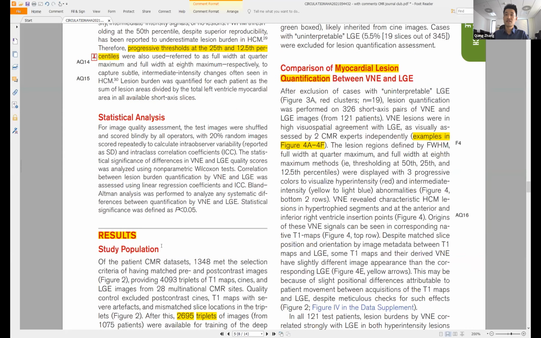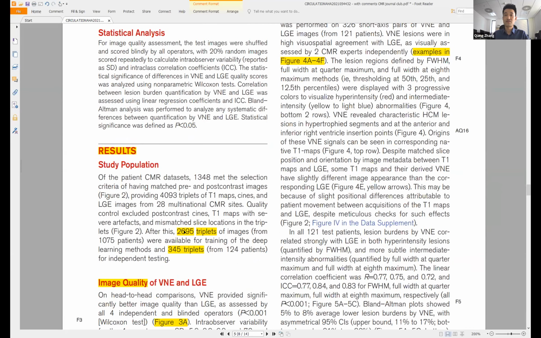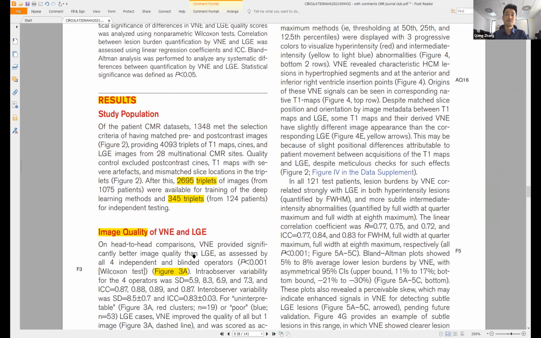So in results, we used about 2,700 triplets of T1 maps, cines, and LGE images for the training. And then we tested independently on 345 triplets of images from 124 patients.